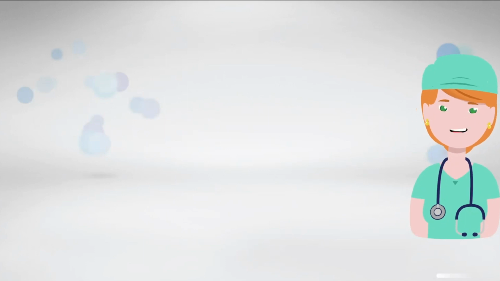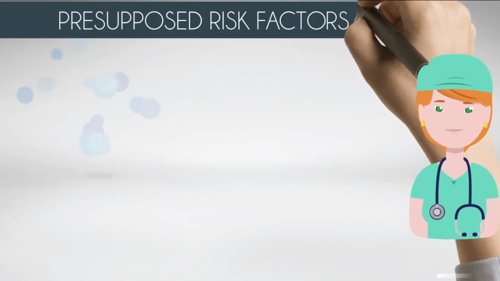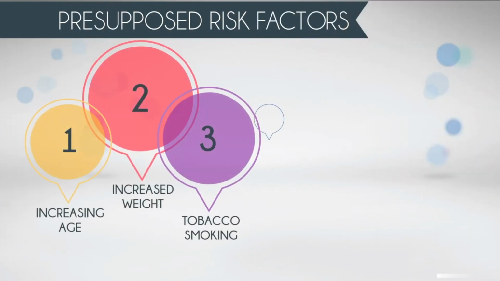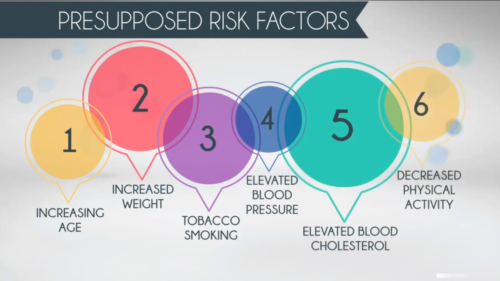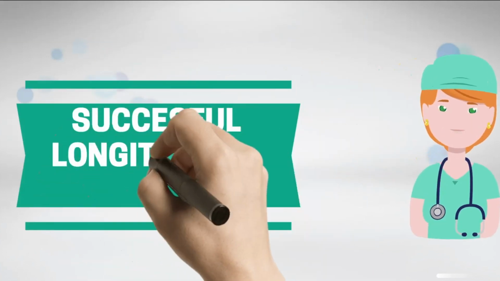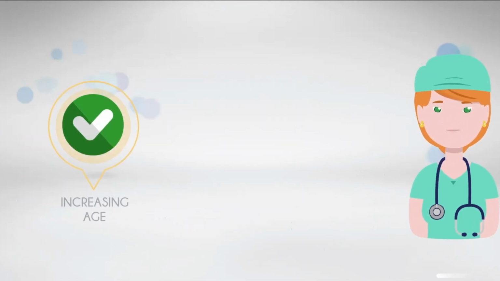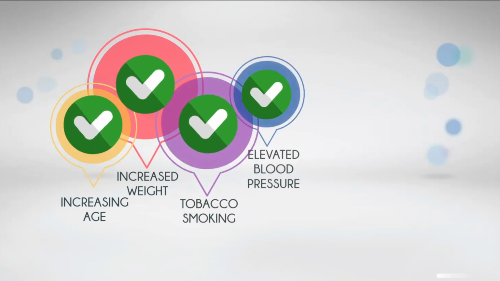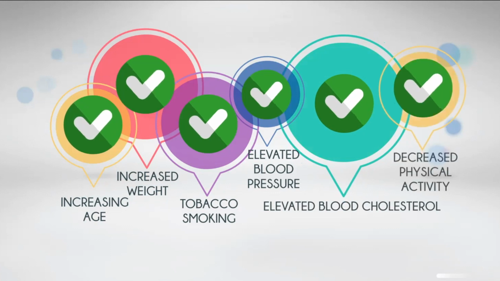A number of hypotheses were generated listing various presupposed risk factors such as increasing age, increased weight, tobacco smoking, elevated blood pressure, elevated blood cholesterol, and decreased physical activity. It is largely quoted and marked as a successful longitudinal study because a large proportion of the exposures chosen for analysis were, indeed, found to correlate closely with the development of cardiovascular disease.